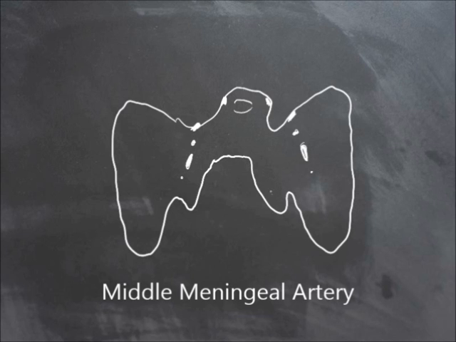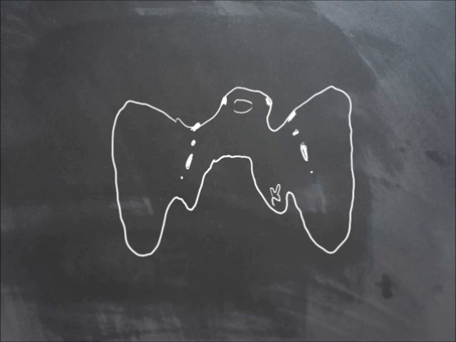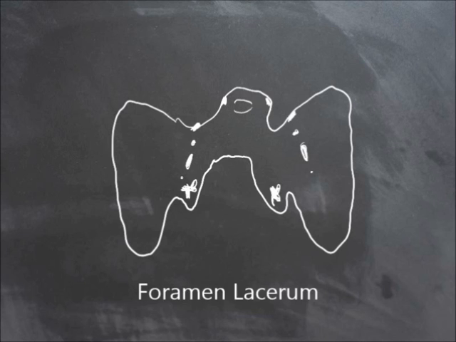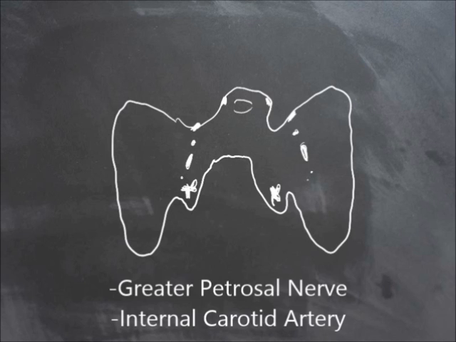And then there's one more, a very lacerated foramen up the back. And this one is called foramen lacerum. And it has a few things. It's got the greater petrosal nerve, and it has the internal carotid artery as well coming through.